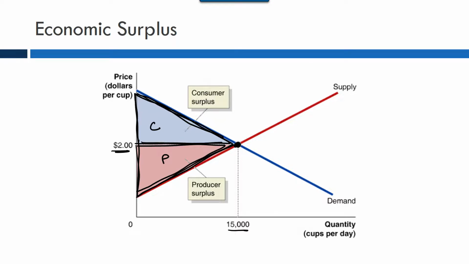So when we see this whole big triangle, that is maximum economic surplus. That's what we want. And that's what we see when we're at equilibrium, okay?